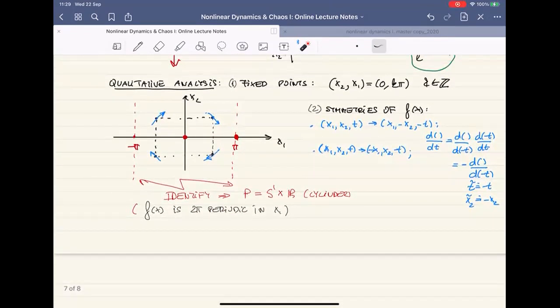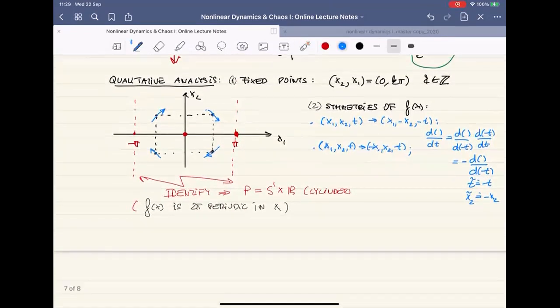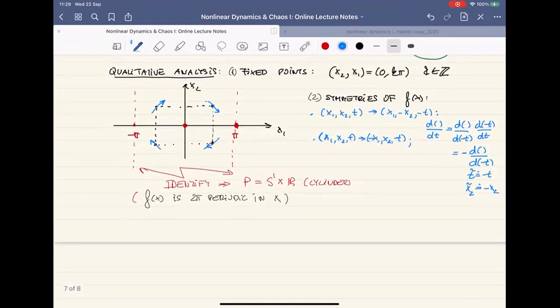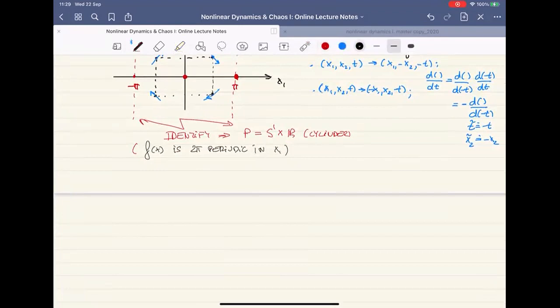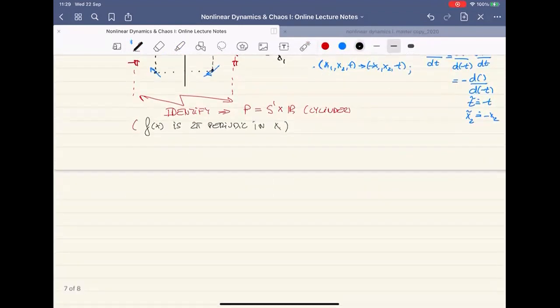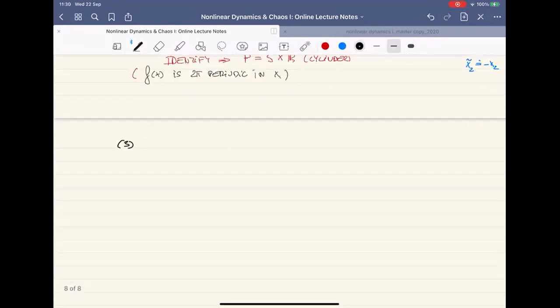Are there some other tools that I could use in the qualitative analysis? So we have used already fixed points, looked for fixed points. We have utilized symmetries. And one thing that often occurs in dynamical systems, especially coming from mechanics, but also in other systems, is conservation laws. So is there a conservation law here? Well, here you can use your intuition, or later we will also learn methods to find any potential conservation laws.